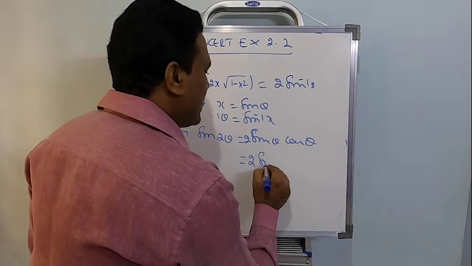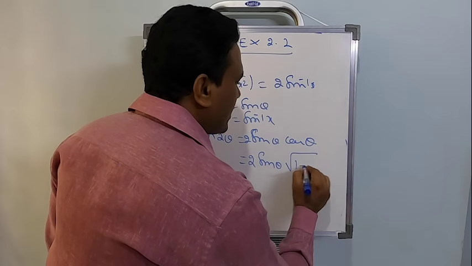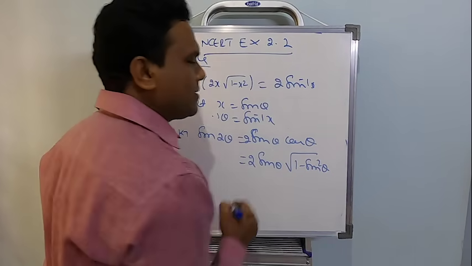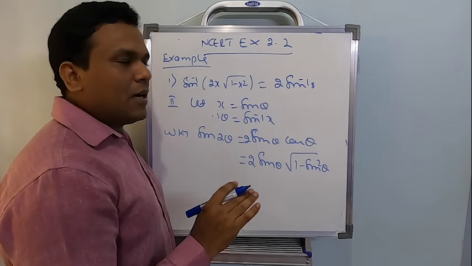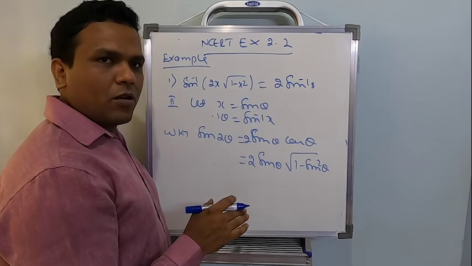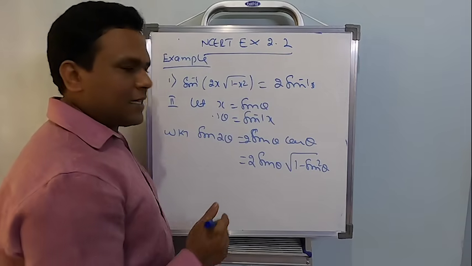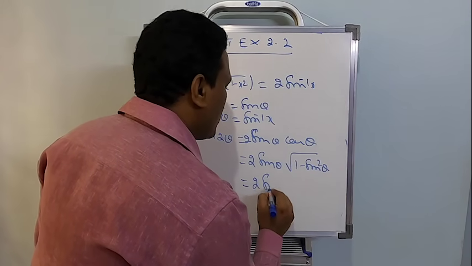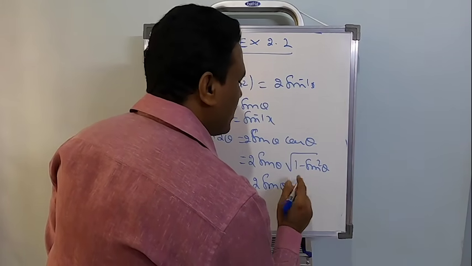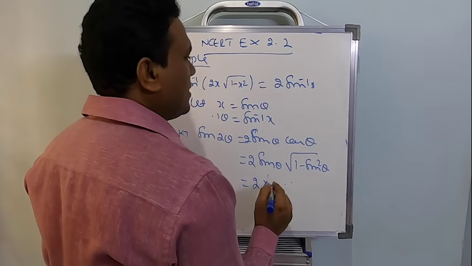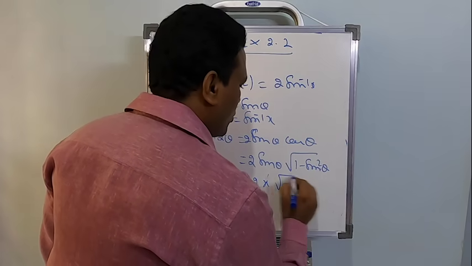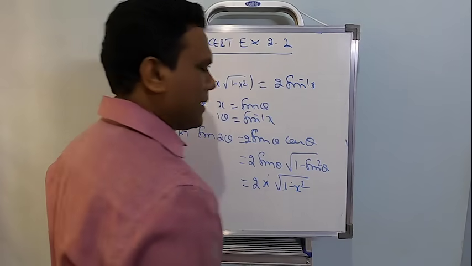So this will be 2. Let's retain sin. Cos theta can be written as root of 1 minus sin square theta, because I only know the value of sin theta. I don't know the value of cos theta at all. So convert cos in terms of sin. So 2 sin theta, and let me retain the sin theta value. The sin theta value I took as x, correct? And now this will be root of 1 minus x square.